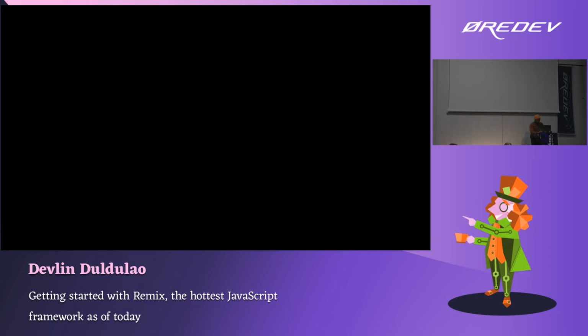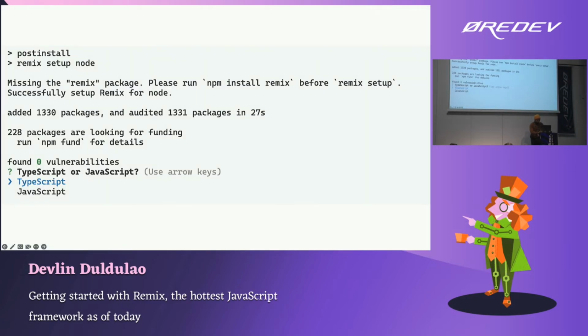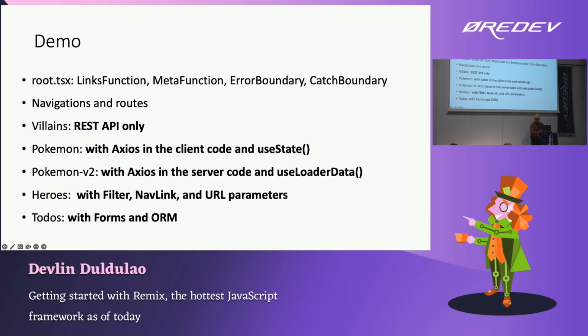The demo would be, as you can see, I put it here in order, so it will be very easy to comprehend. I'll be showing you root.tsx first with links function, meta function. What are those? Error boundary, catch boundary, and then after that, navigations and routes. And then after I'm showing that, VLanes, a VLanes link or page. It will be just REST API only.